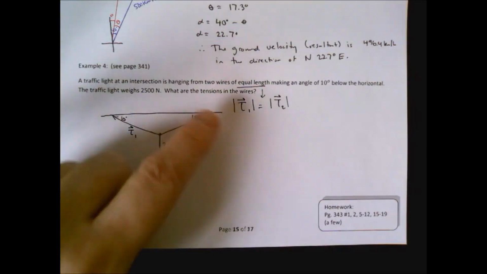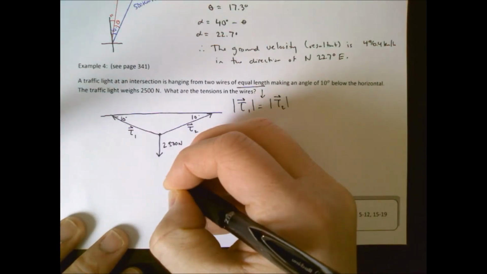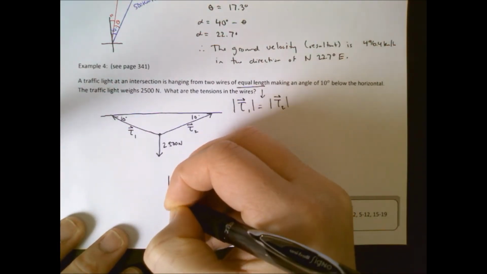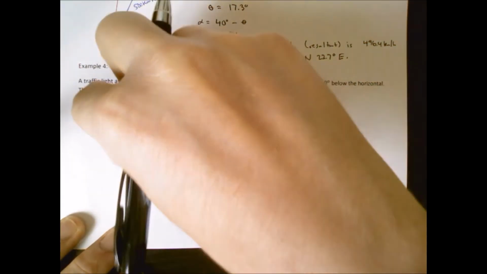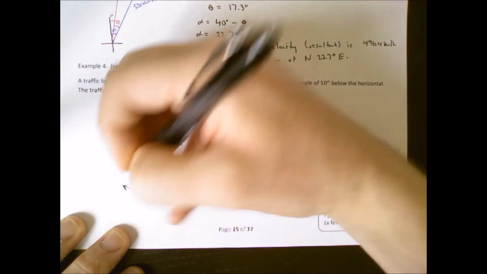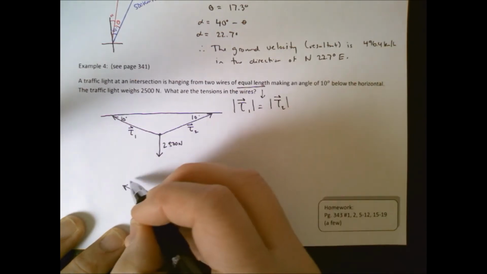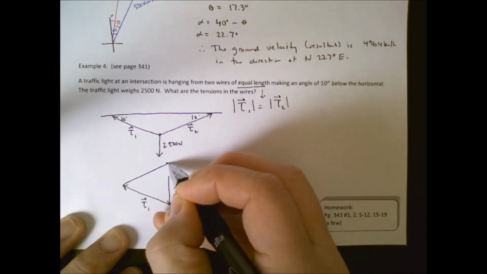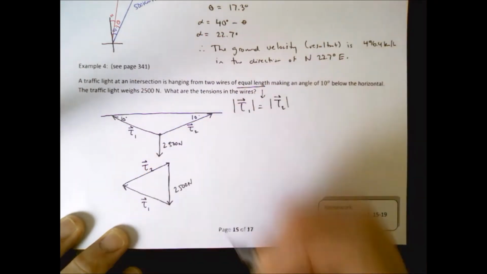So I'm going to redraw this diagram so that all the vectors are tip to tail. I'm going to start with this guy here at 2,500 newtons. And then I'm going to bring this guy down here. So there is T1. And I'm going to bring this guy over here. Now, please apologize, I had to redraw that one. There we go. So that's T2.